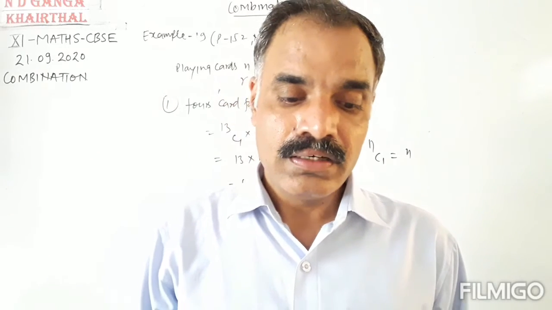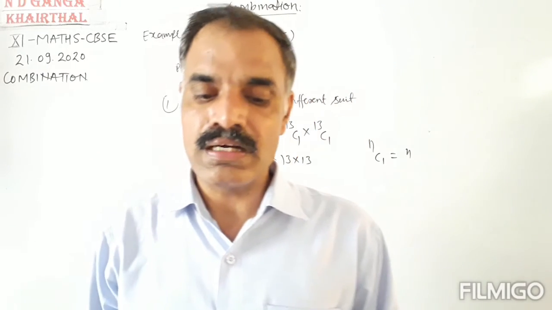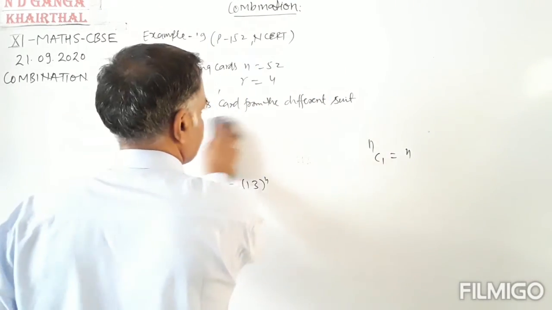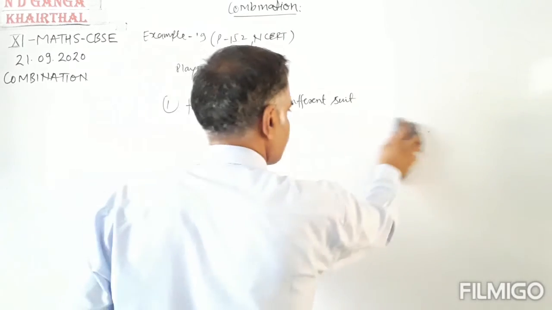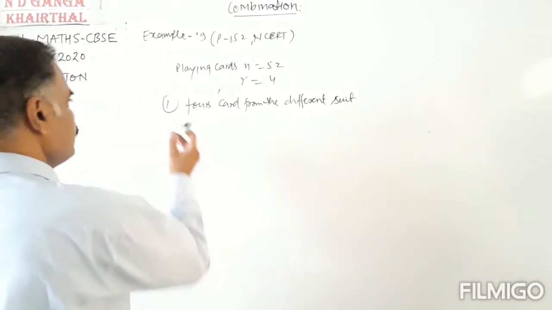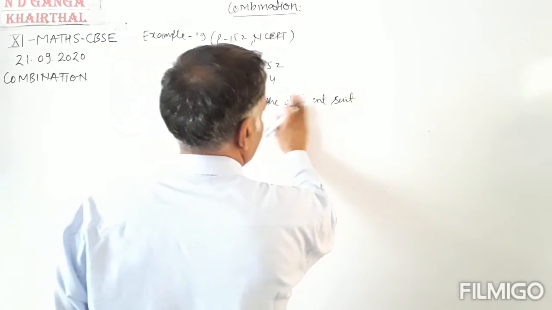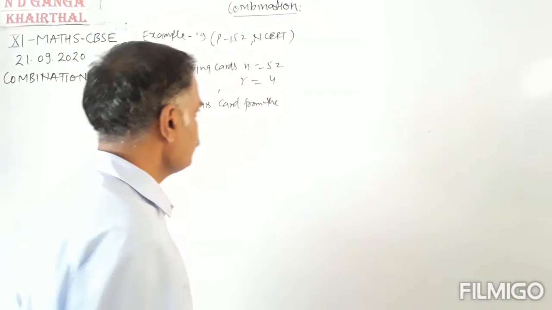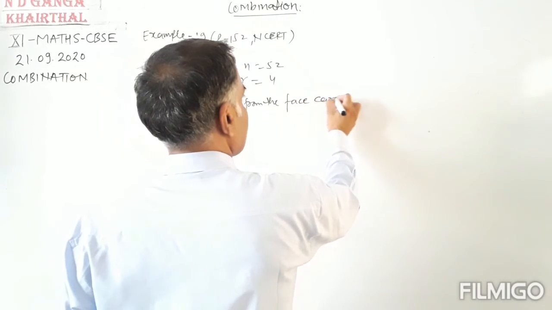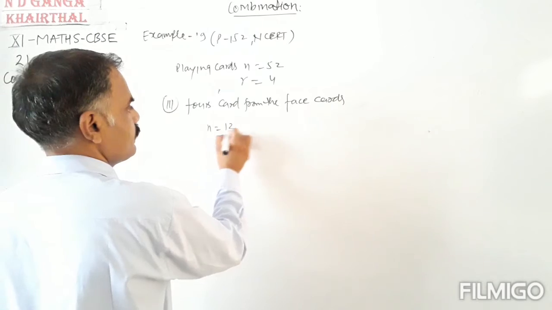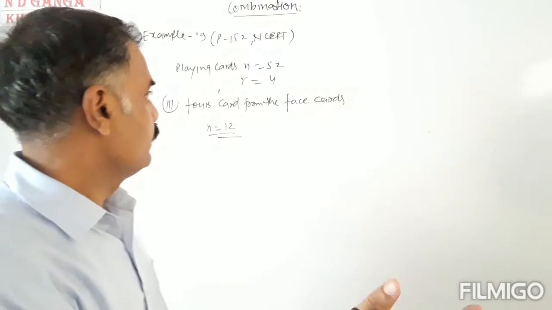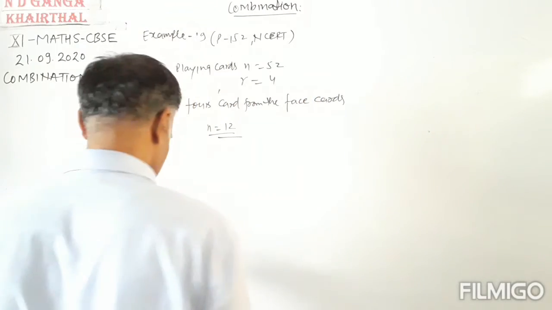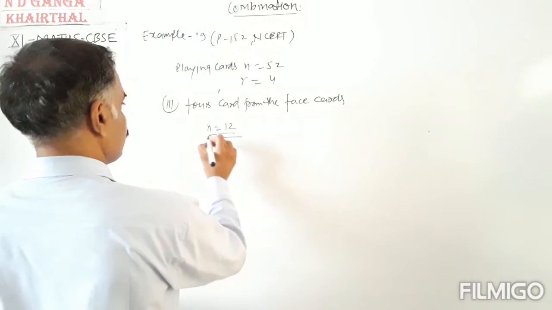Now the third part is these 4 cards are face cards. If these 4 cards are from the face cards, how many face cards do we have? We have 12 face cards. So we will select these 4 cards from these 12 cards. So this is 12C4.